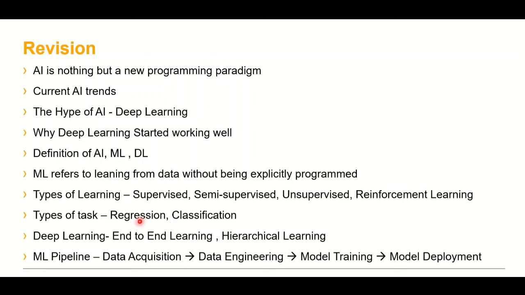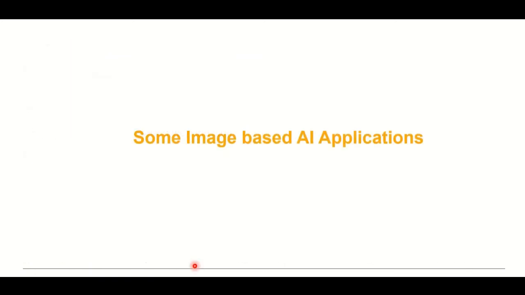Then we saw two major kinds of tasks or problems, like whether you have to predict some real number, or you have to put your data in some categories. And then we saw what deep learning is. It's a neural network, but it provides end-to-end learning, and it learns features in a hierarchy. And then we saw the ML pipeline from data acquisition, data engineering, model training, and model deployment. So that's it. And again, I'll not discuss the image based use cases.